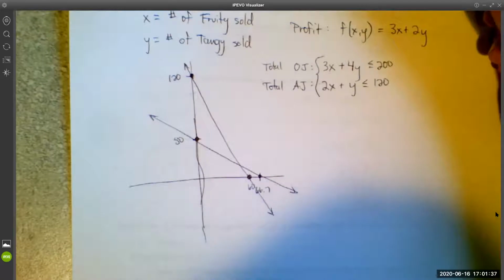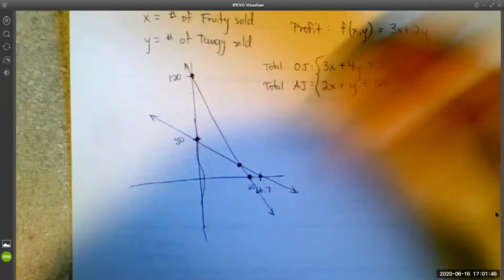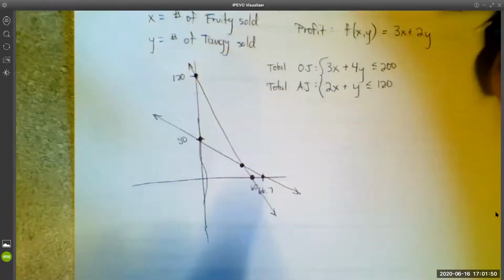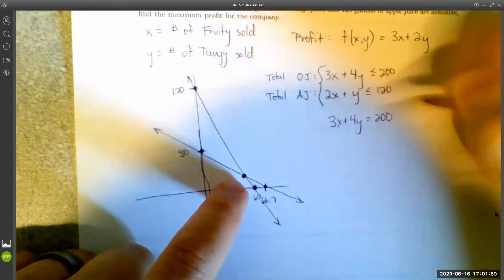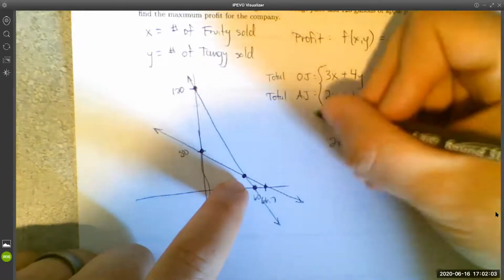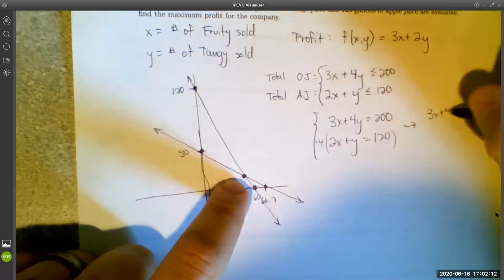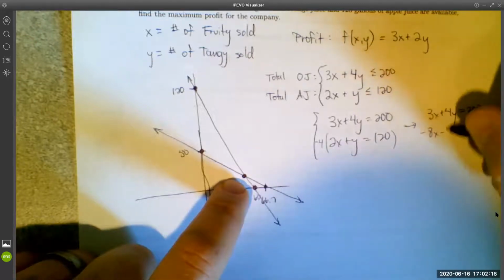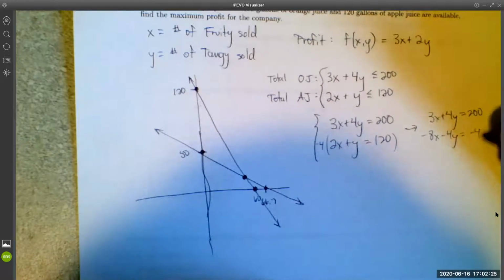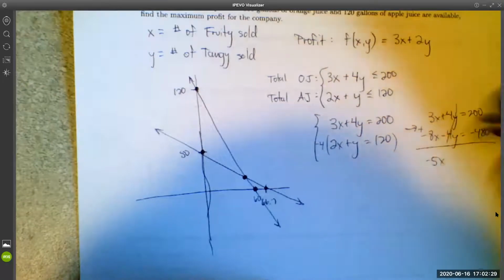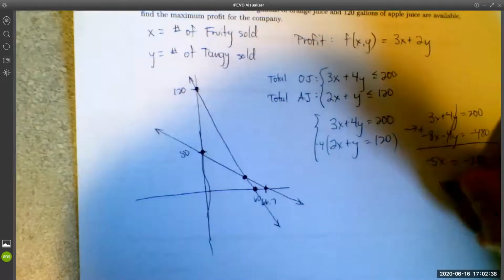So the only place where this function is going to be maximized is right here where the boundaries cross, right there at that corner point. So to figure out where the boundaries cross, I should solve this system of equations. So I should take 3x plus 4y equals 200, and I should take 2x plus y equals 120 and treat it like a system. I think I'm going to eliminate the y's by multiplying the bottom by -4. That gives -480. I can add these up. And x equals 56.